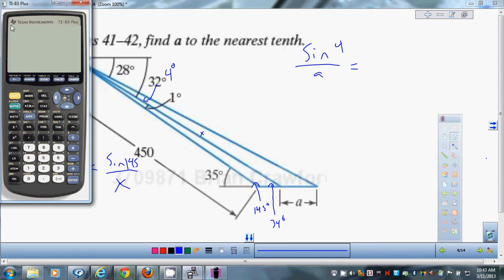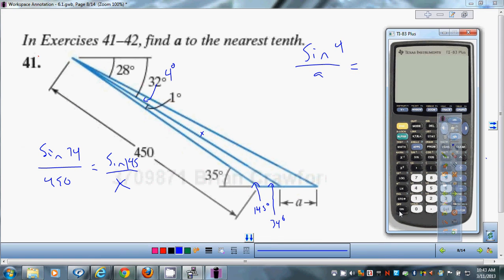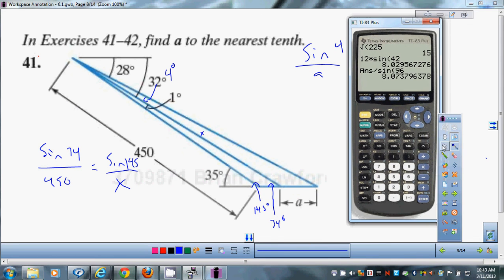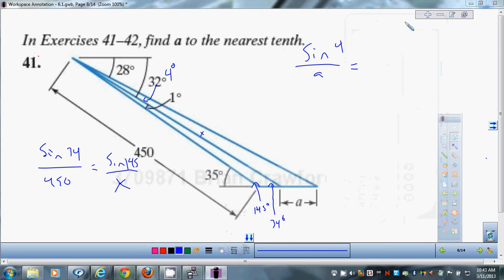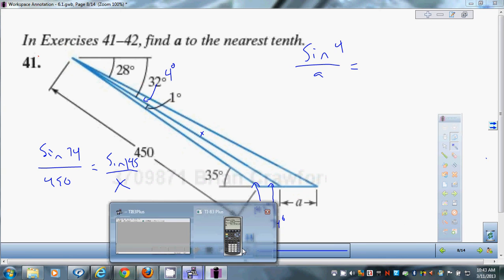450 times sine of 145 divided by sine 34. I got 461.6. Would somebody like for us to look at that if you're still getting 260? 461, is that what you got, Latifa? Alright, 461.6. So that's going to be this.